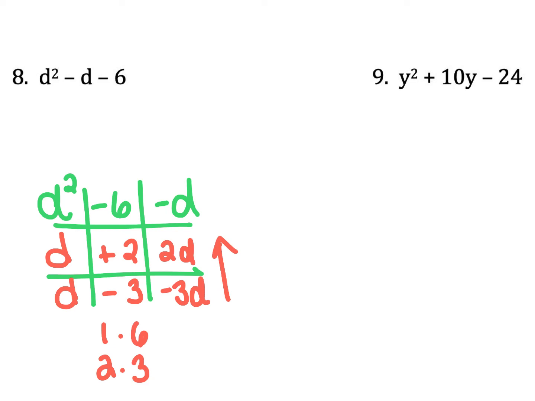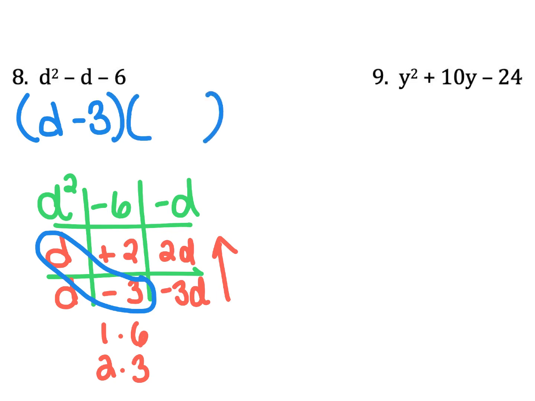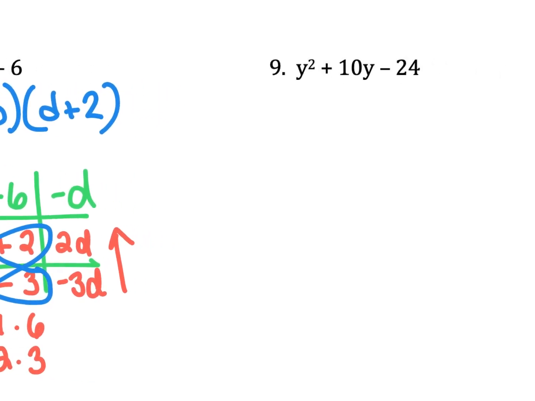Adds to negative 1. And honestly, I was actually trying to mess that one up, so you would see that it doesn't always work on the first try. But if you follow my tips, a lot of times you will get it on the first try. So here are my two factors, d minus 3 times the quantity of d plus 2.